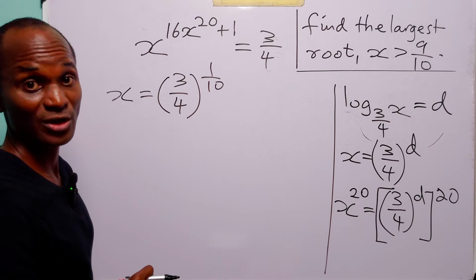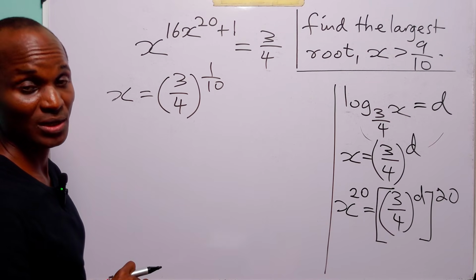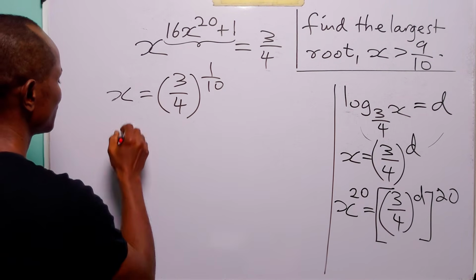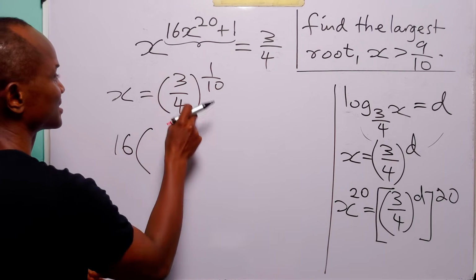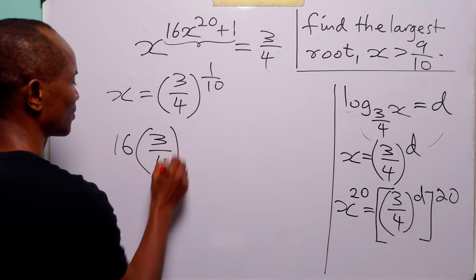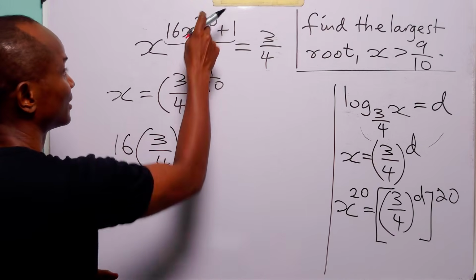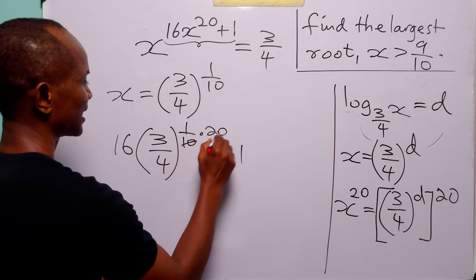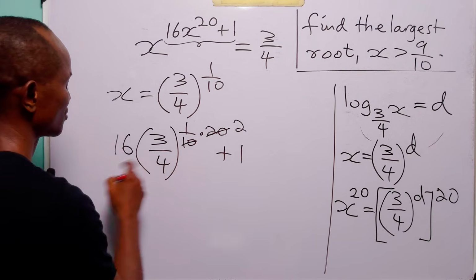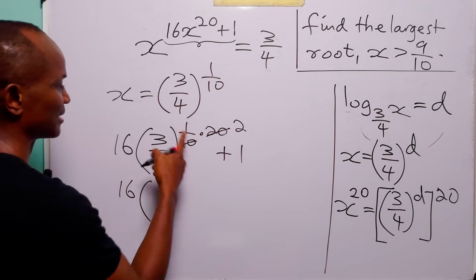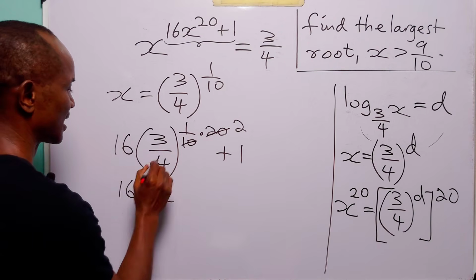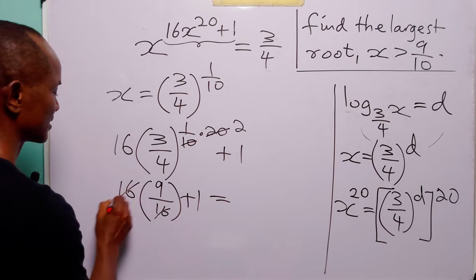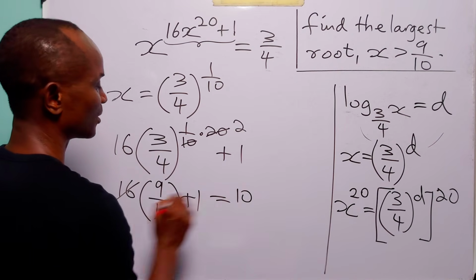Now let us substitute this value of x into the original equation to make sure that the equation is satisfied. We start by evaluating this exponent. So we have 16 times 3 over 4 to the power 1 over 10 to the power 20 plus 1. Of course, once more, 10 into 20 is 2. So here we have 16 times 3 squared is 9 and 4 squared is 16, plus 1. This cancels that. 9 plus 1 is equal to 10.